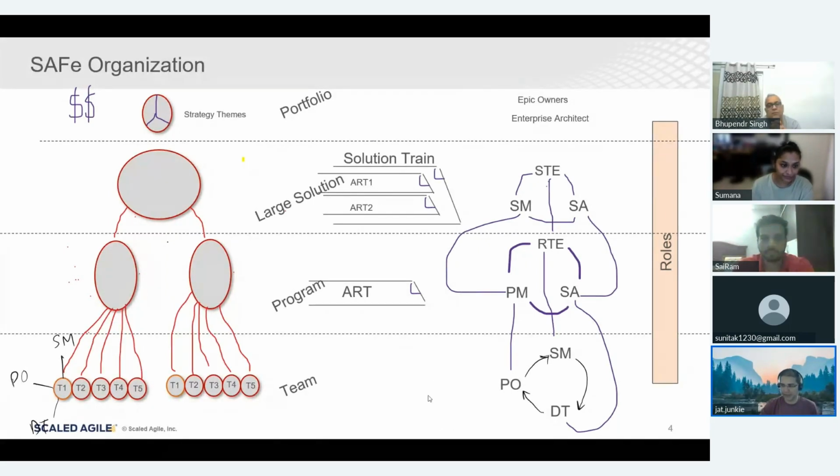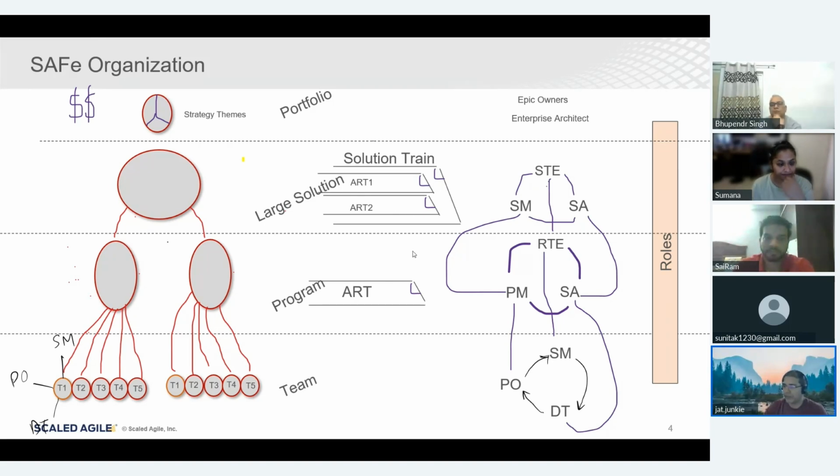And here, what do you think? What backlog do we say at the lowest level? What do you call this backlog? This is not called product backlog, as is the case in Scrum. This is called team backlog. So there are some terminologies which are different between Scrum and SAFe. Okay, so that's how the organization looks like.